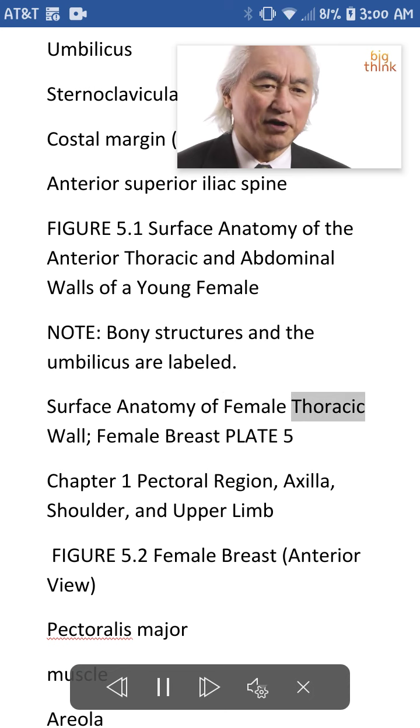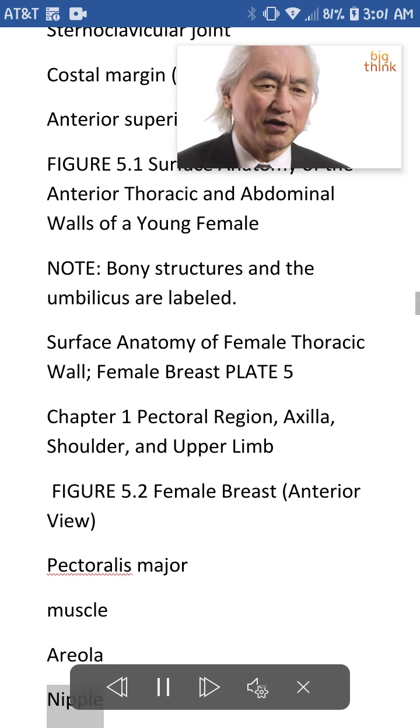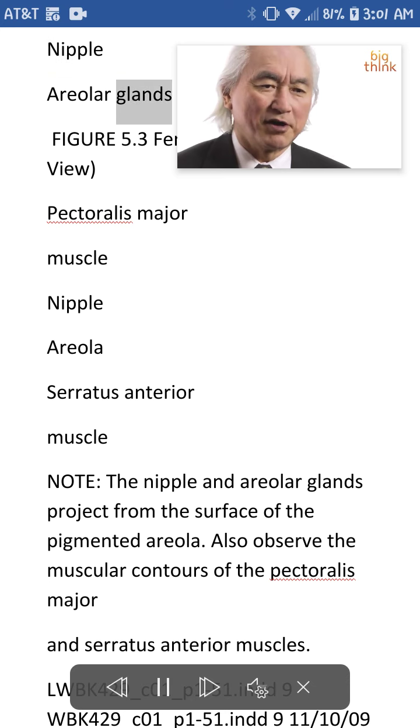Surface anatomy of female thoracic wall, female breast, Plate 5. Chapter 1, pectoral region, axilla, shoulder, and upper limb. Figure 5.2, female breast, anterior view. Pectoralis major muscle. Areola. Nipple. Areolar glands. Figure 5.3, female breast, lateral view. Pectoralis major muscle. Nipple. Areola.